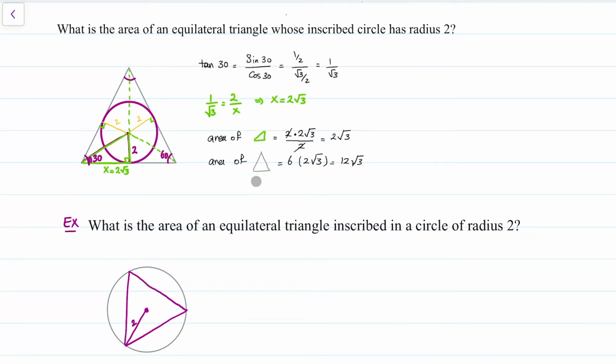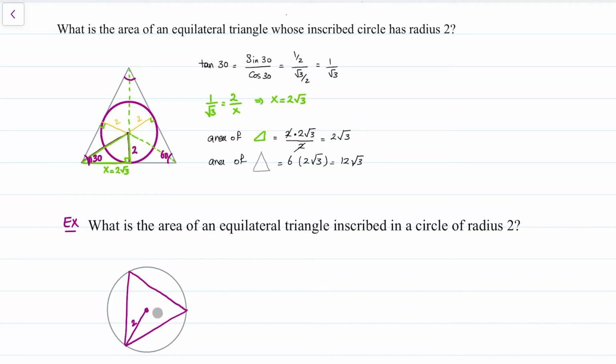So what is the difference between these two questions? The first question says that we have an equilateral triangle and an inscribed circle, so the circle is inscribed within the triangle. But here the triangle is inscribed in the circle. That's the difference between these two, but I think the technique would be the same.